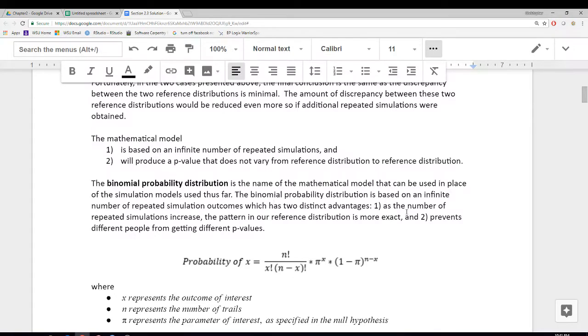Now, this mathematical model is based on an infinite number of repeated simulations, which is nice. We talked about that previously, that a reference distribution that uses more and more repeated simulations is better than one that does not. Also, when the mathematical model is used, it will produce a p-value that does not vary from reference distribution to reference distribution. In fact, with a binomial probability distribution, there's just a single reference distribution, and that reference distribution is based on an infinite number of repeated simulations.